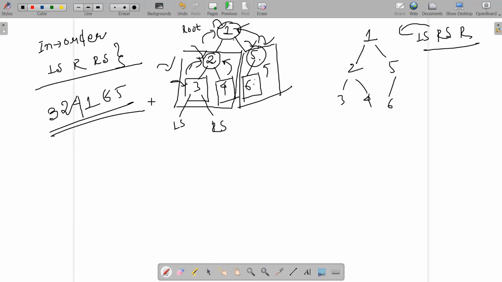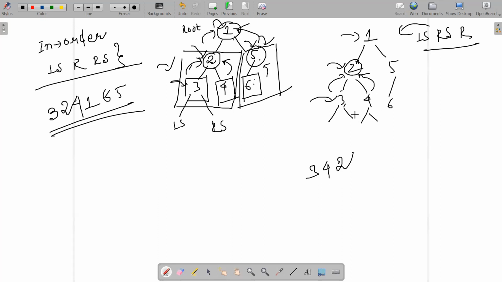Start from root. Then go to the left subtree. Again, there is a subtree. It has no left or right subtree, so directly the node can be printed. So 3 is getting printed first. Then come back to 2 and go to the right. So 4 would be visited first. Then come back and visit 2. Left subtree done, right subtree done, so the root of the current subtree, 2, would be visited.